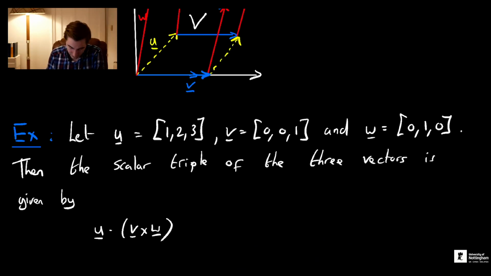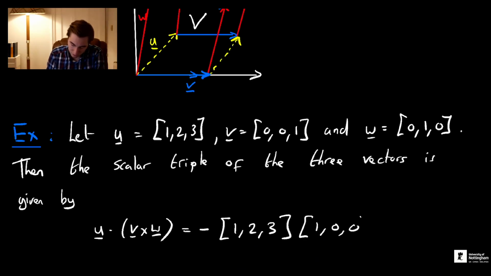We can find V cross W simply, according to our right-handed orientation, this thing effectively is the K vector and this thing is J. So if we do V cross W, that is in other words K cross J, which is the same as minus I in that situation. So we get minus 1, 2, 3 times minus I, which is 1, 0, 0. In other words, the dot product with that is minus 1.